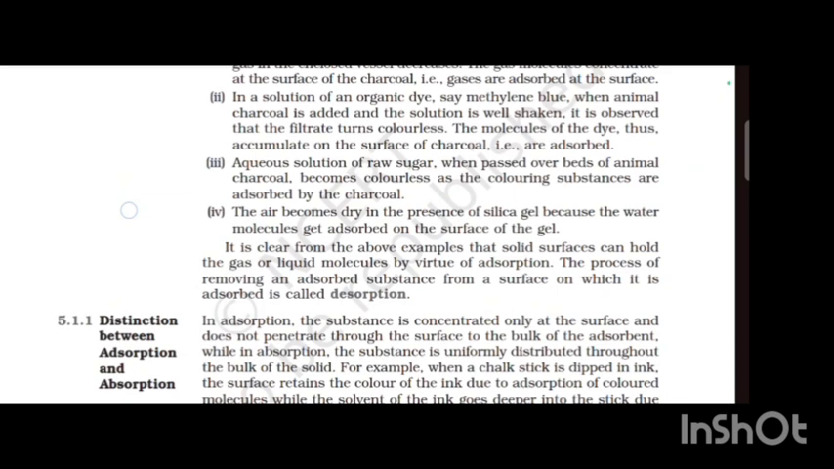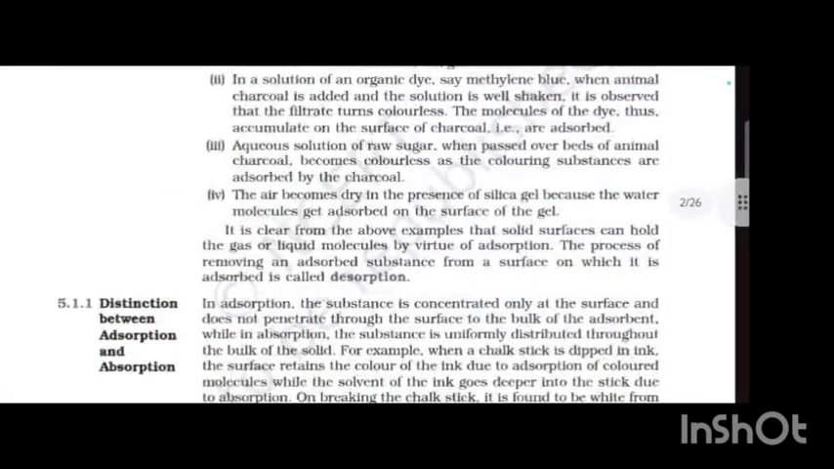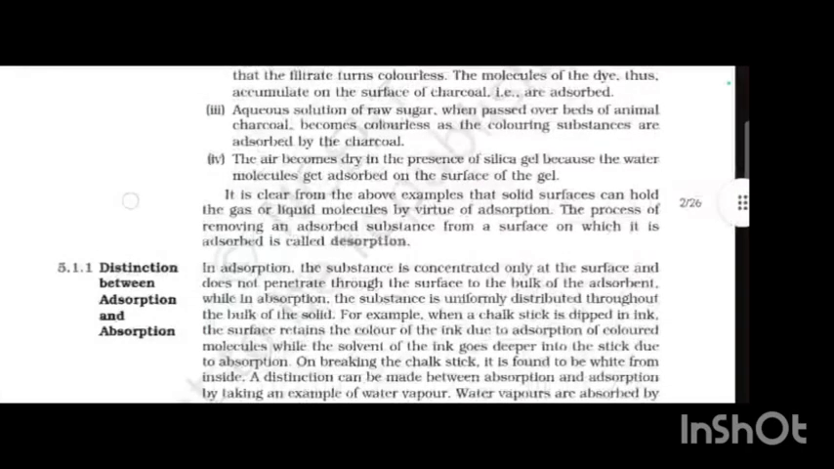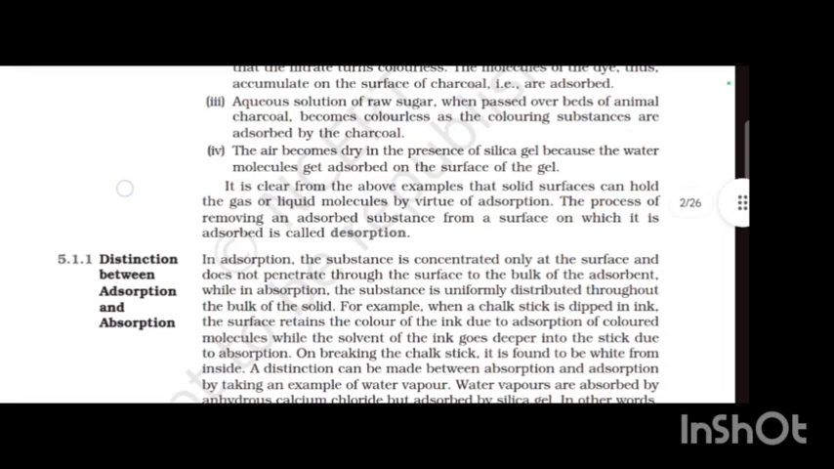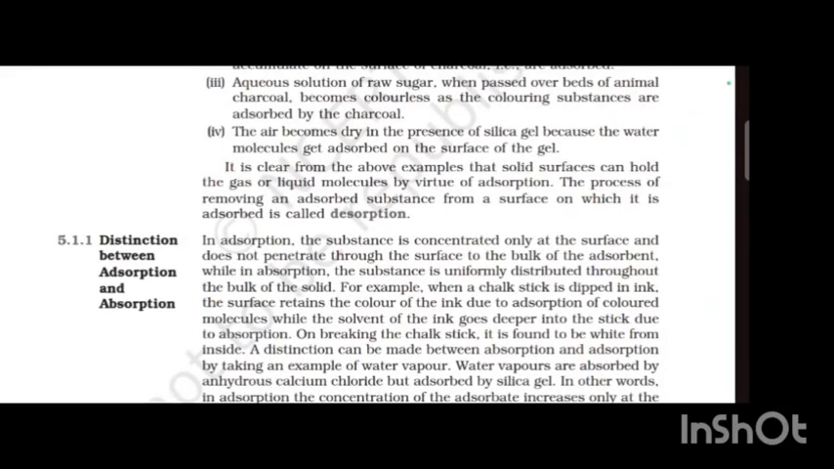Second, in a solution of an organic dye, say methylene blue, when animal charcoal is added and the solution is well shaken, it is observed that the filtrate turns colorless. The molecules of the dye thus accumulate on the surface of charcoal, that is, are adsorbed. Third, aqueous solution of raw sugar, when passed over beds of animal charcoal, becomes colorless as the coloring substances are adsorbed by the charcoal.